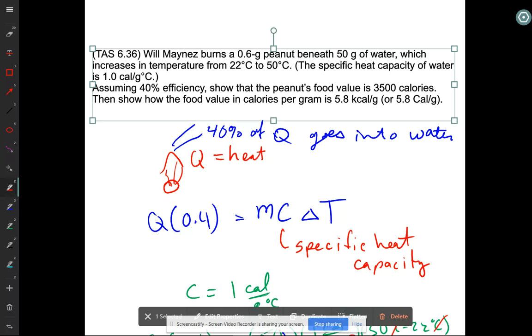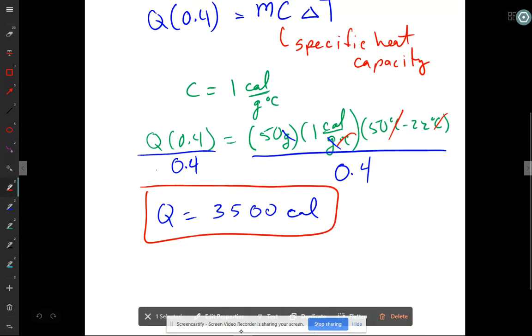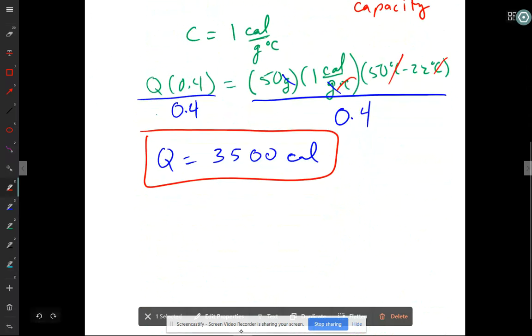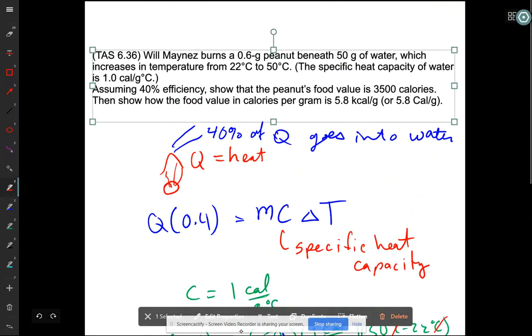Part B. Okay, I got to read the problem again. Then show the peanut's food value is 3,500 calories. Then show the food value in calories per gram. Okay, so then we just take that in calories per gram. So Q over M for the peanut is equal to 3,500 calories divided by, and it was 0.6 grams, right? Yeah.